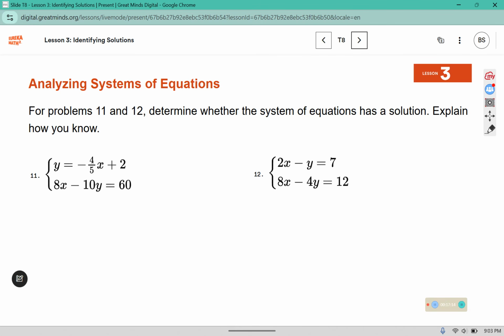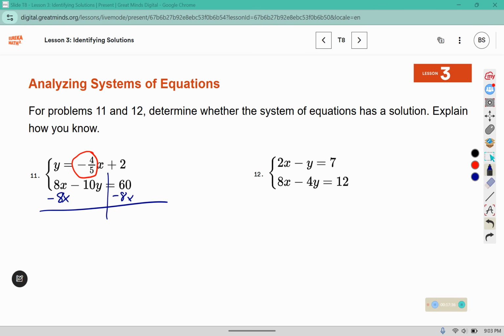For problems 11 and 12, determine whether the system of equations has a solution and explain how you know. Again, we're going to change these both into slope-intercept form. This one is already in slope-intercept form with a slope of -4/5. This one I need to change into slope-intercept form by getting y by itself. 8x minus 8x is 0. The -8x and the +60 cannot be combined because one is a variable term and one is a number term.